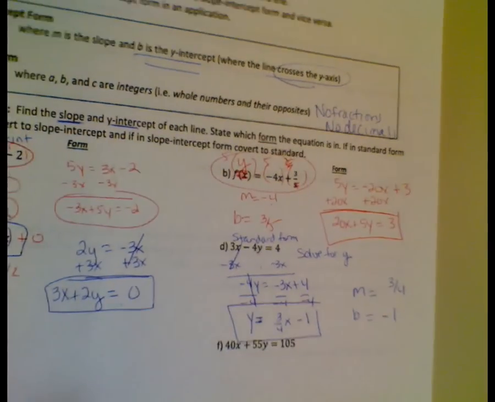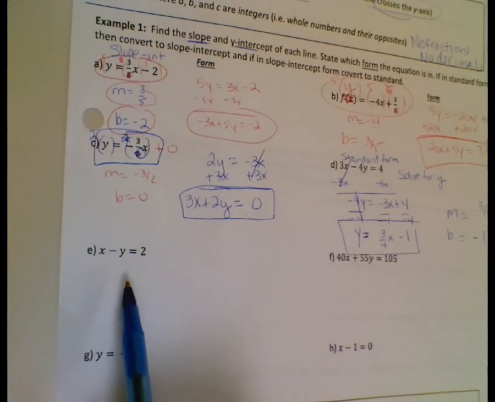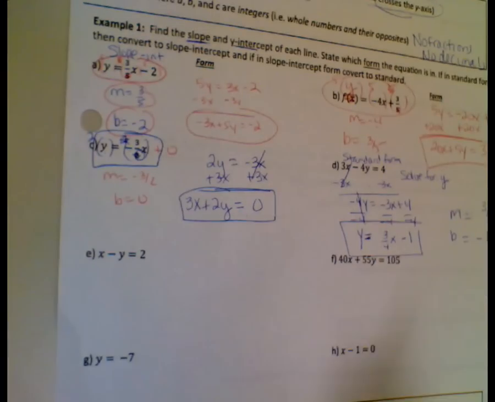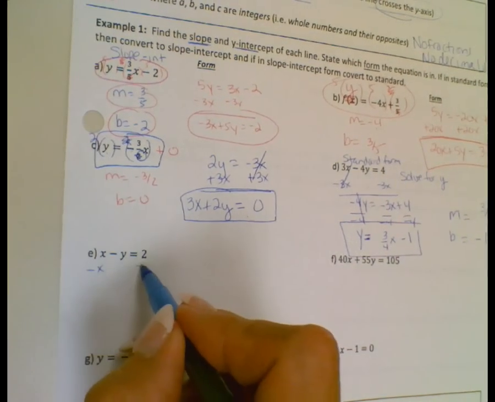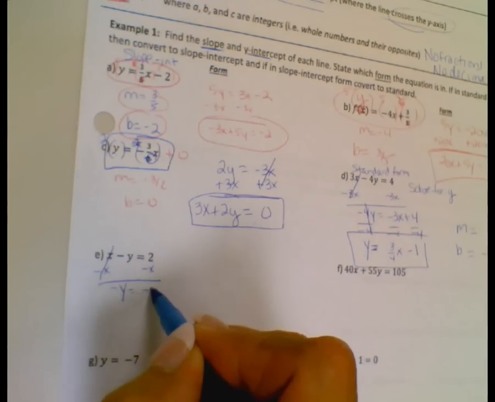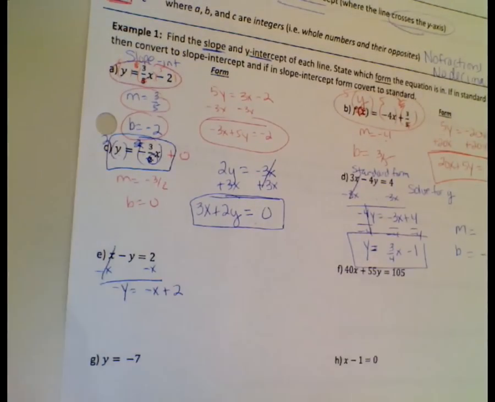This one is also in standard form. Letter E. We've got to get y by itself. So how do you get rid of the x? Subtract it because it's positive. Cancel. Bring down the subtraction. Write the negative x first, followed by the 2. You cannot combine them because they're not like terms.